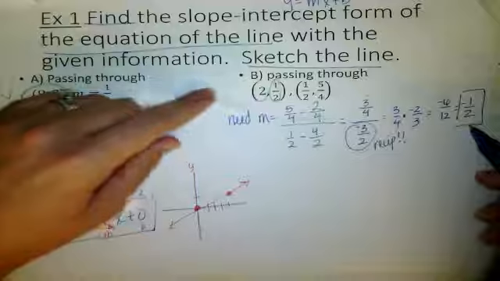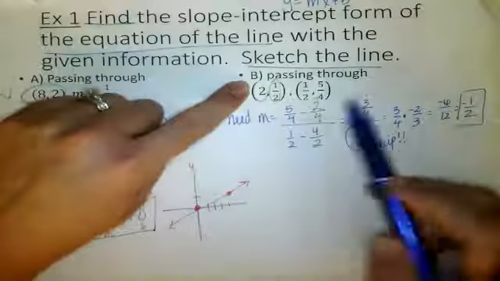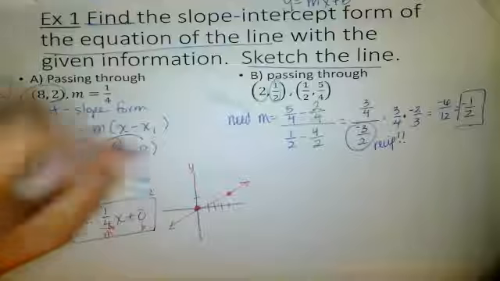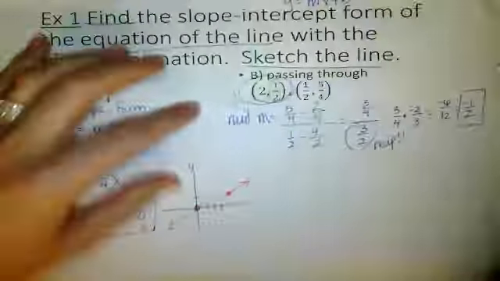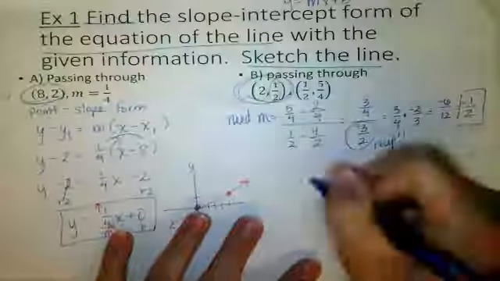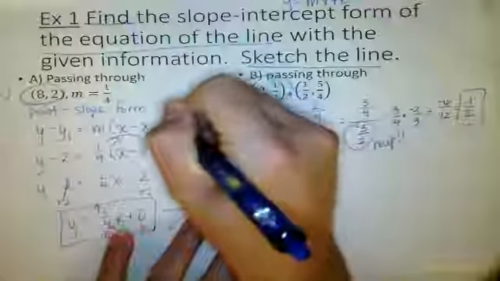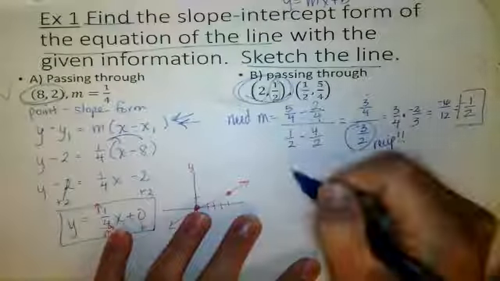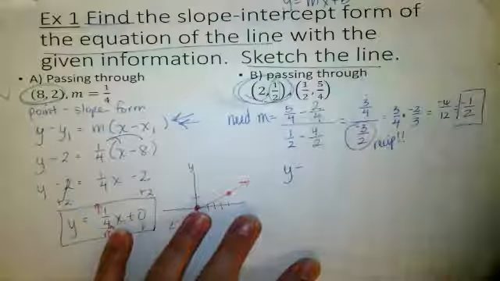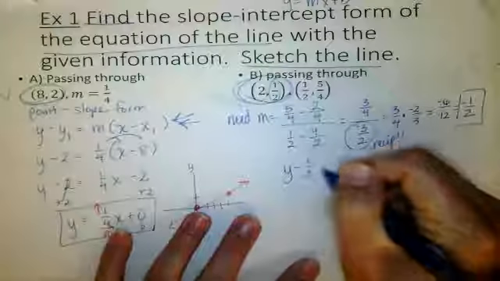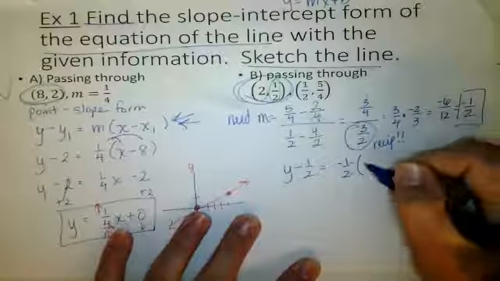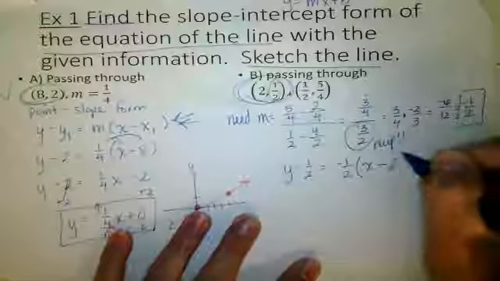Now, we have a slope and a point. Does it matter which point we use? Doesn't matter. Pick a point. I like the first one. So I'm going to plug in to point slope form. y minus 1/2 equals m, -1/2 times the quantity x minus 2. Very good.